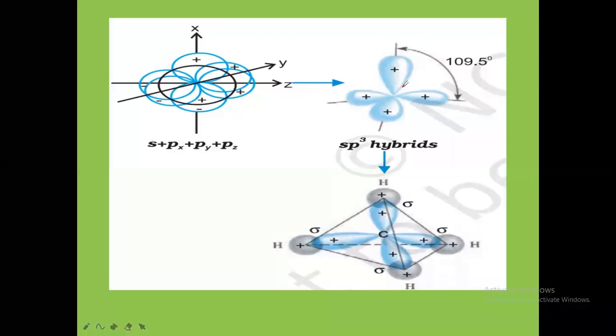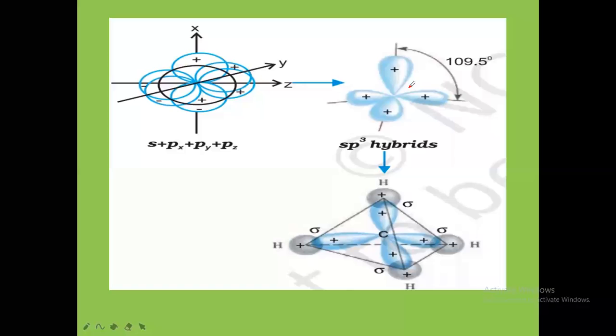These 4 hybrid orbitals have what? Same energy and same shape. Here the s orbital is spherical, and the p orbitals are dumbbell shaped. When these all mix, we get club shaped orbitals called hybrid orbitals. These are called sp3 hybrid orbitals.